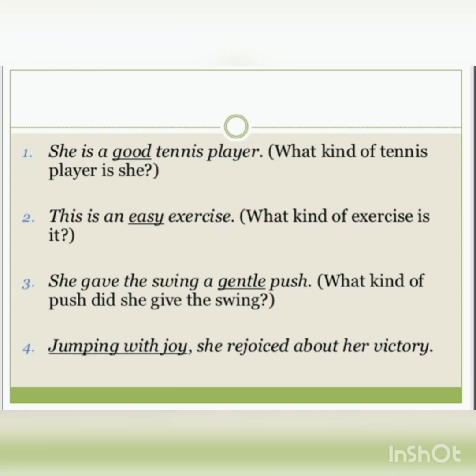She is a good tennis player. What kind of tennis player is she? It is an easy exercise. What kind of exercise is it? She gave the swing a gentle push. What kind of push did she give the swing? She rejoiced about her victory, jumping with joy. These are the examples of adjectives.